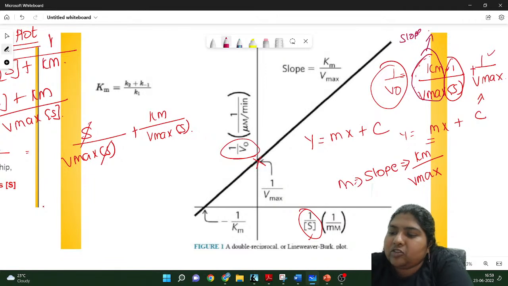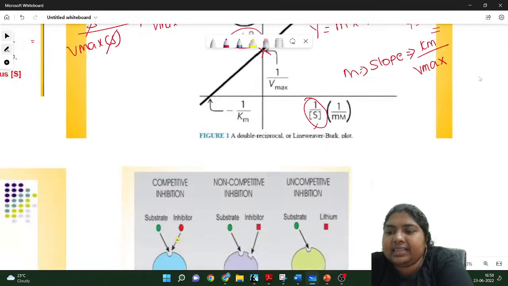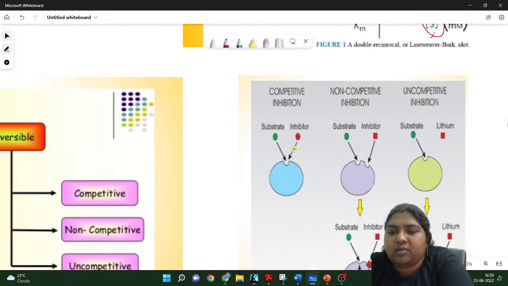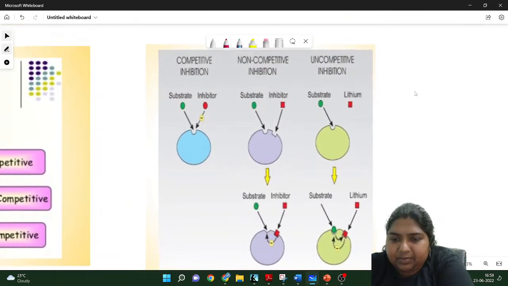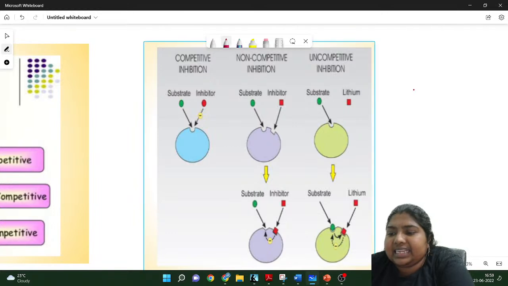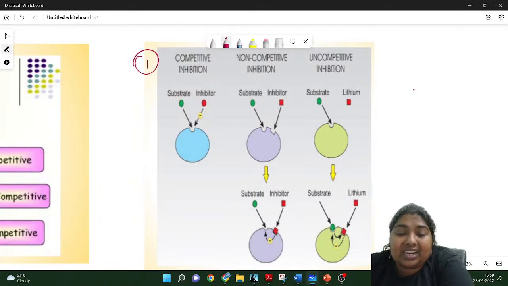Till now, any doubts you can just ask me. If it is clear, we will move towards the next slide. Yes everybody, this is all clear to you? Shall we move? Okay, fine. So there are a variety of inhibitors. Number one type is what is called competitive inhibition.